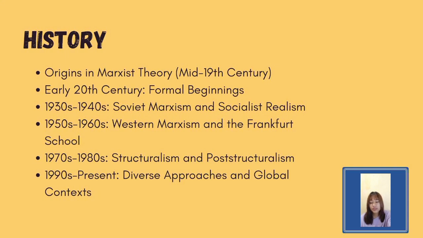The early 20th century saw the formalization of Marxist principles in political movements, while the 1930s and 1940s brought Soviet Marxism and socialist realism to the forefront. The mid 20th century introduced Western Marxism and the Frankfurt School, which challenged Soviet orthodoxy and expanded Marxist theory into cultural and ideological realms.